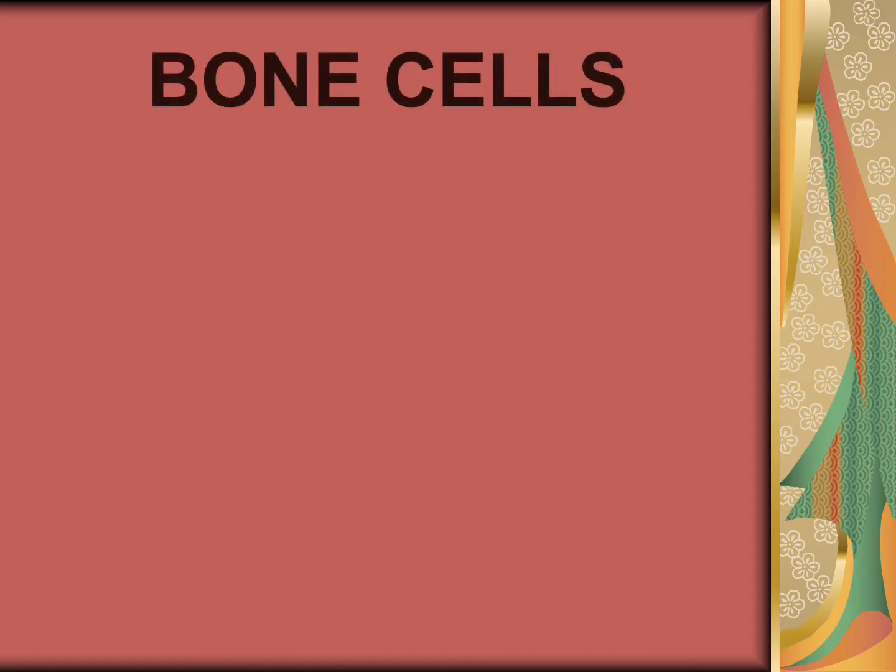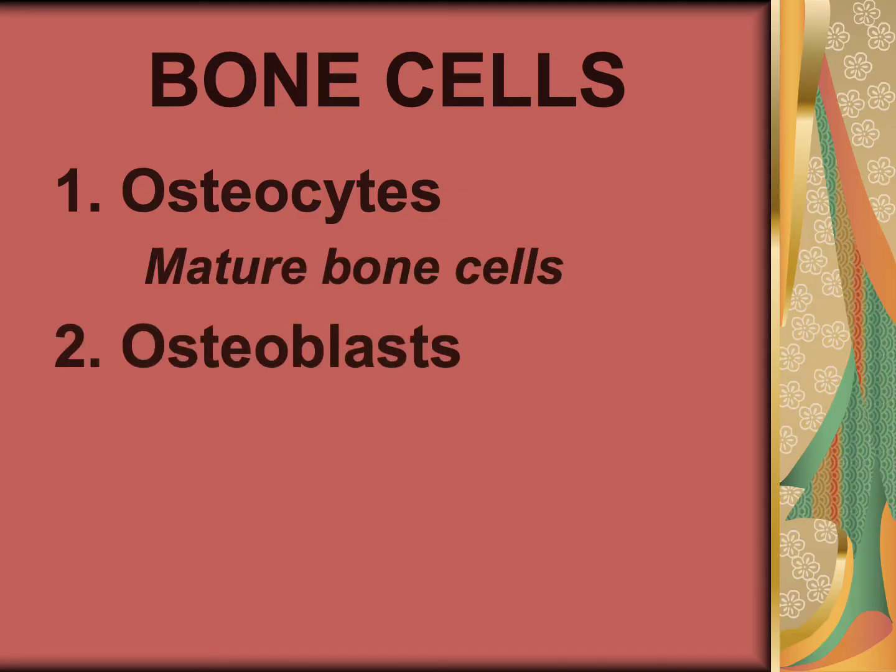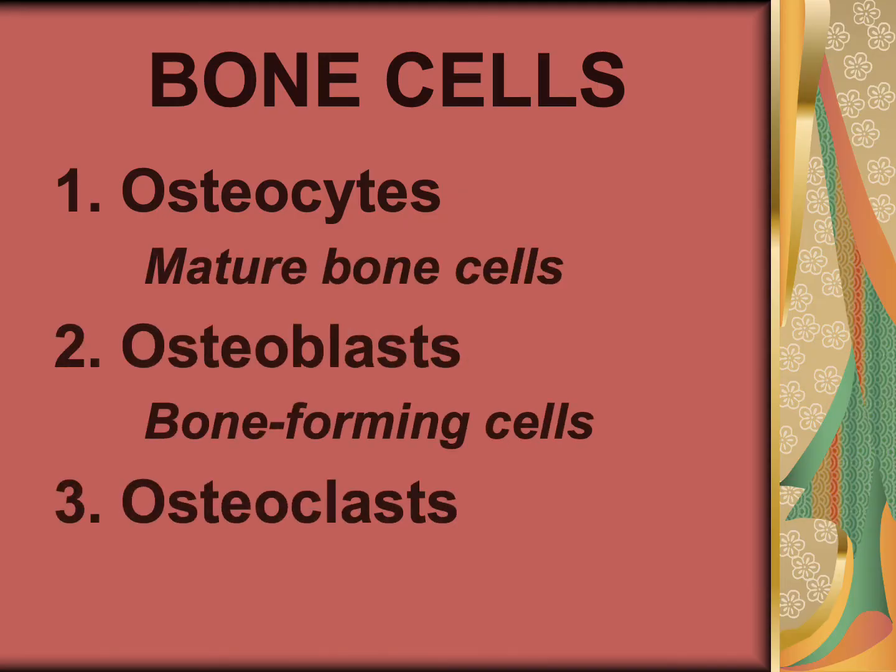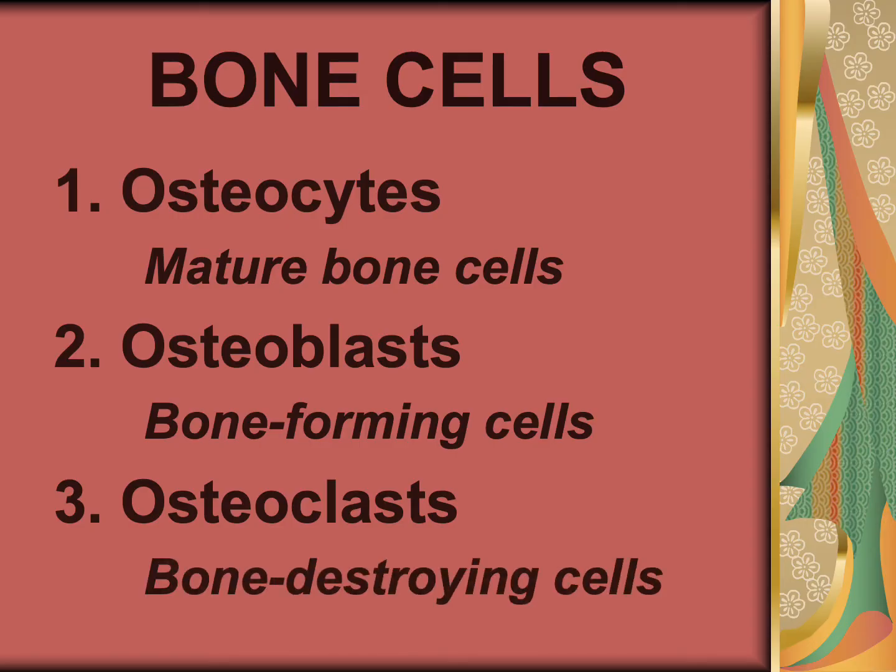What now are the bone cells? Osteocytes are the mature bone cells. They are found in the matrix of the bone. Second are osteoblasts. They are the bone-forming cells. They are for bone formation, or ossification, also for bone growth, especially in children. Osteoclasts are the bone-destroying cells. They are responsible for bone remodeling, especially when bones are damaged.